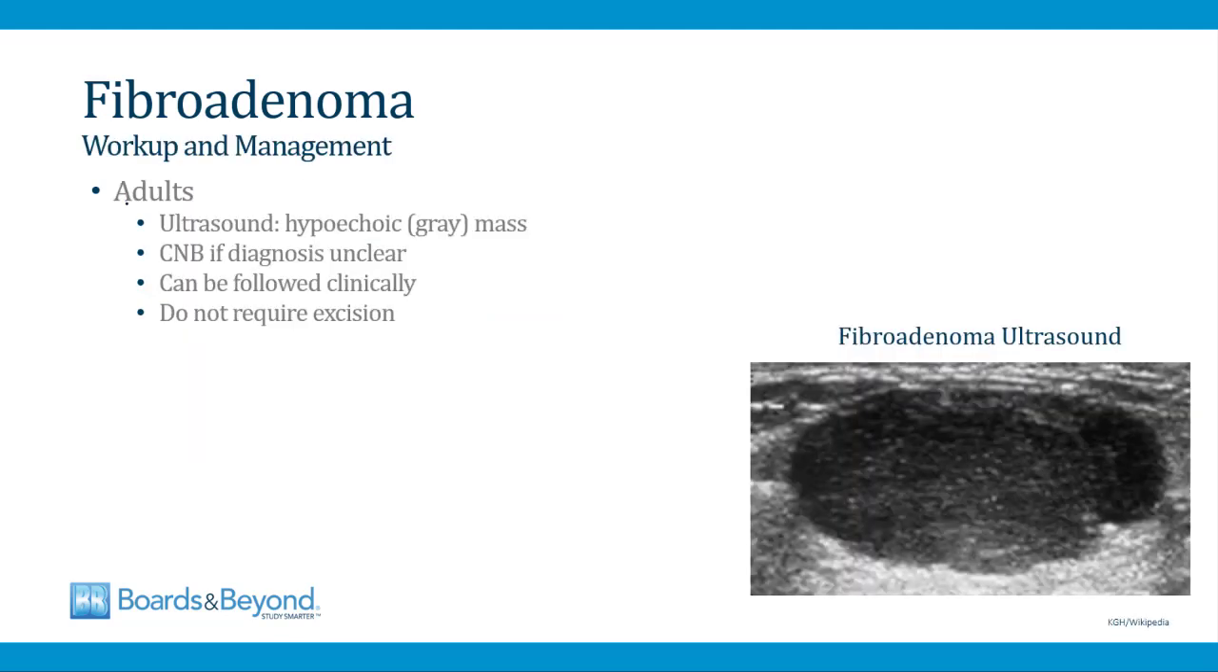In terms of workup and management, if you suspect a fibroadenoma in an adult, you can usually make the diagnosis by ultrasound. Fibroadenomas have a classic appearance by ultrasound. They appear as a hypoechoic, meaning a gray mass. This is a picture of what one looks like on the screen here. And so in many cases, if the mass has a classic appearance of a fibroadenoma and classic findings by ultrasound, that's enough to make the diagnosis in an adult.